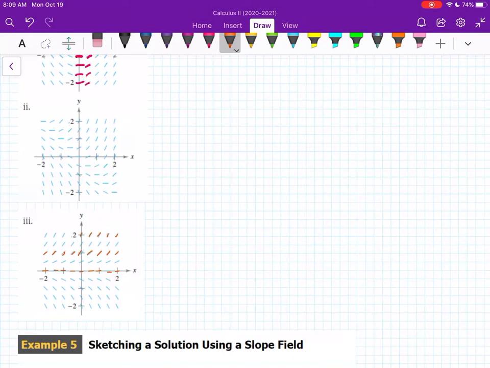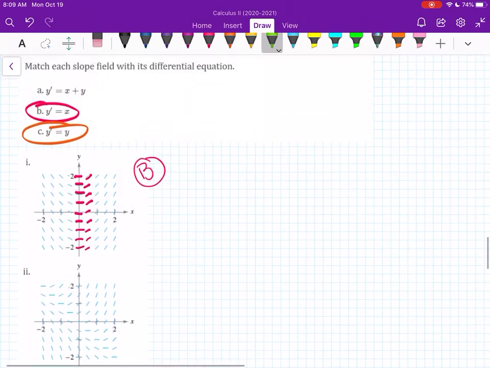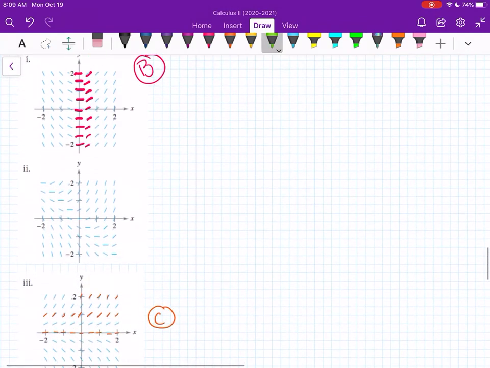And then it gets steeper if I go higher. So y coordinates of 2, a little steeper. So this one would be graph C. And then if I want to look at the last one, I have y prime equals x plus y.